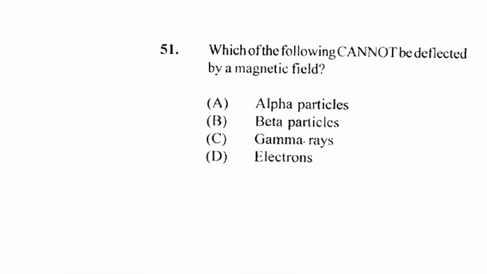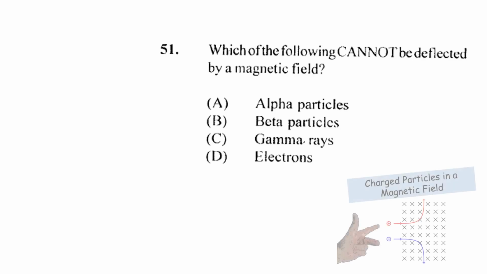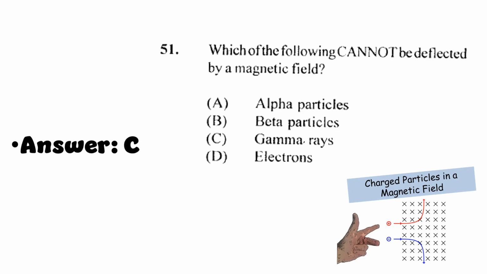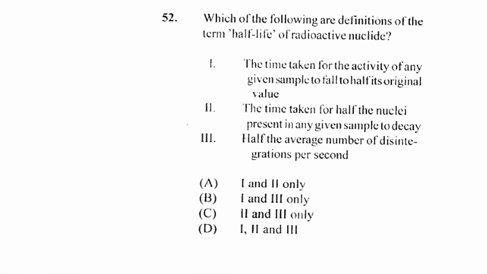Number 51. Which of the following cannot be deflected by a magnetic field? A, alpha particles, B, beta particles, C, gamma rays, or D, electrons? Well, what do alpha particles, beta particles, and electrons all have in common that gamma rays do not? Those are all charged. That's why those can be deflected by a magnetic field, but since gamma rays have no charge, they cannot be deflected by a magnetic field. The answer is C.